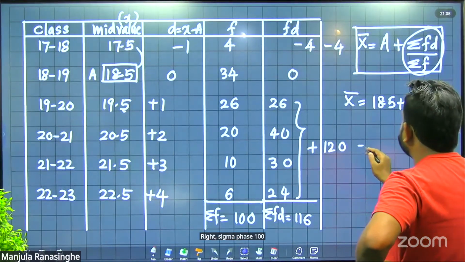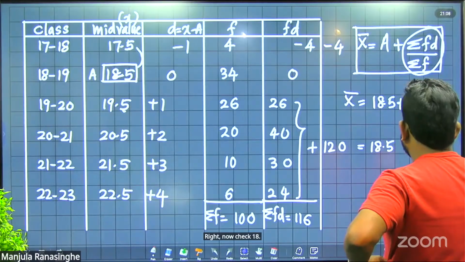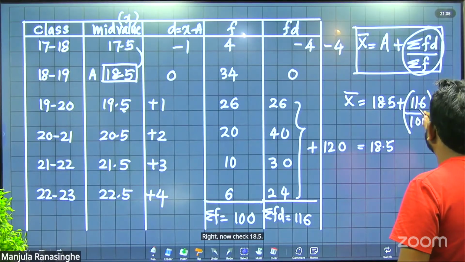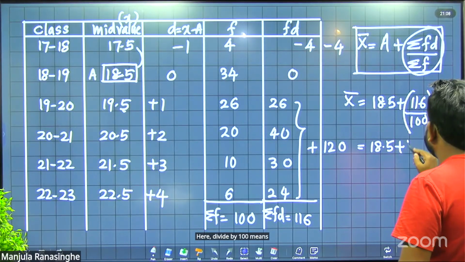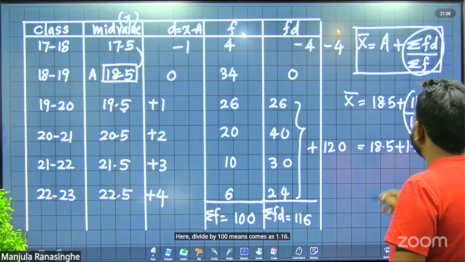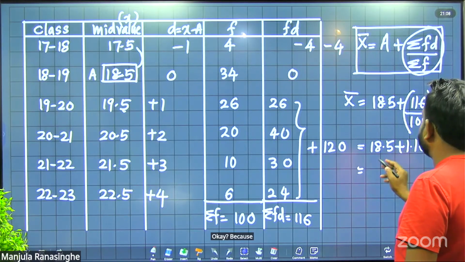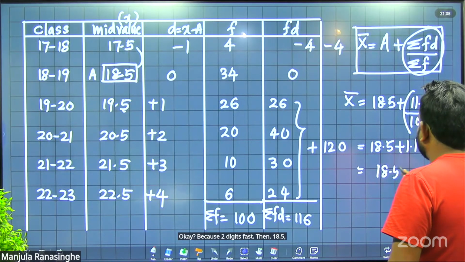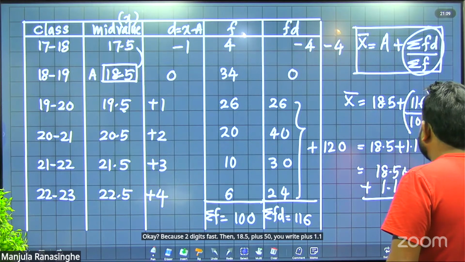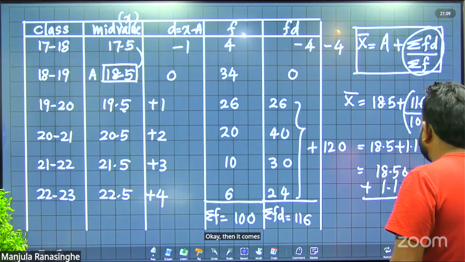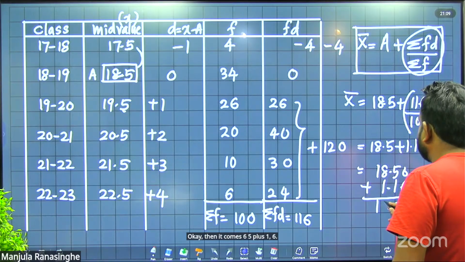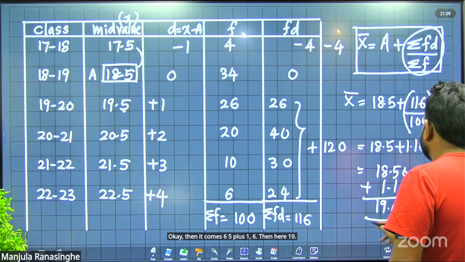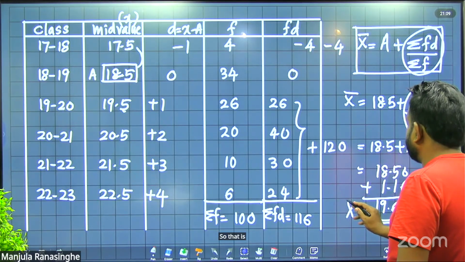Right, now check 18.5. Here dividing by 100 comes as 1.16, because two digits after. Then 18.5 plus 1.16. Okay, then it comes 6, 5 plus 1 is 6, then here 19.66. So that is the X bar there.